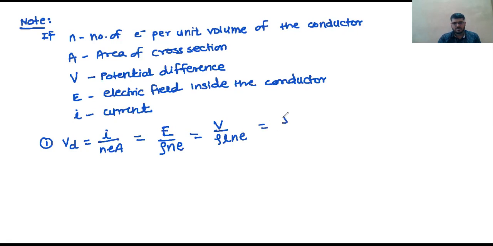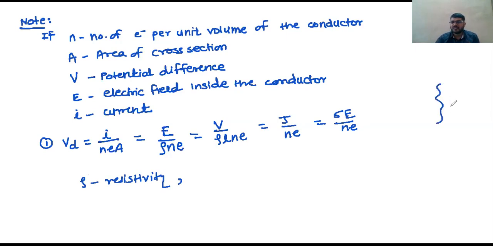That is also equal to J by NE, also equal to sigma E divided by NE. Now there are two more new terms we can say. Rho is what? You know, resistivity. Resistivity means rho, with unit ohm meter. R is equal to rho L by A. In 10th class also you have learned R is equal to rho L by A. This is called resistivity, or specific resistance. Another name is specific resistance.